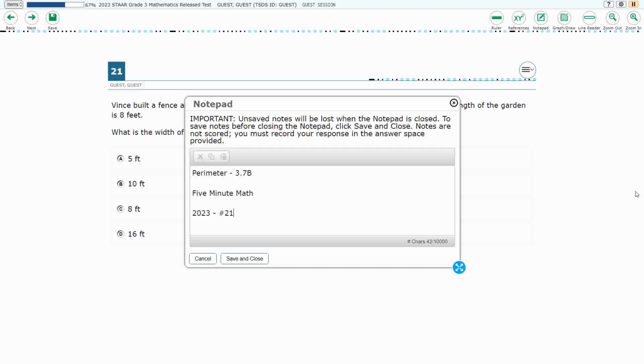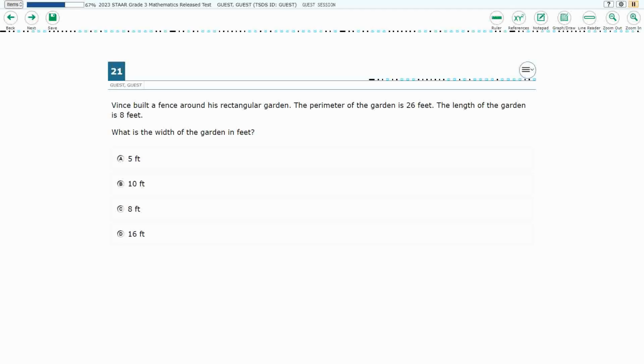Today we are looking at the third grade concept of perimeter. This is standard 3.7b in the great state of Texas, and we're using item number 21 off the 2023 released STAAR test. If you haven't done so already, please go ahead and take a moment to pause the video, work this problem out on your own, unpause it, and we will look at our answers together.